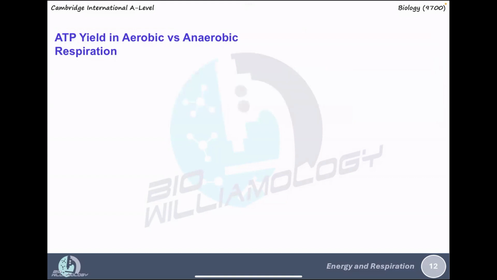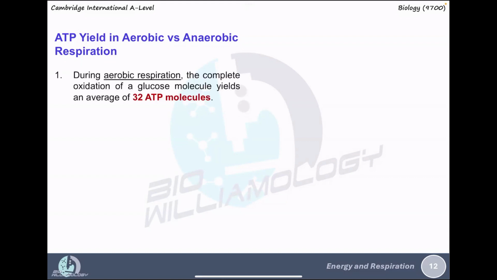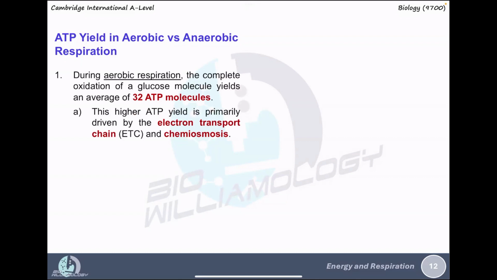When we compare the ATP yield in aerobic and anaerobic respiration, aerobic respiration can generate an average of 32 ATP. However, anaerobic respiration can only generate a net gain of 2 ATP per glucose molecule. During aerobic respiration, the complete oxidation of a glucose molecule yields an average of 32 ATP. This higher ATP yield is due to the electron transport chain as well as chemiosmosis during oxidative phosphorylation.